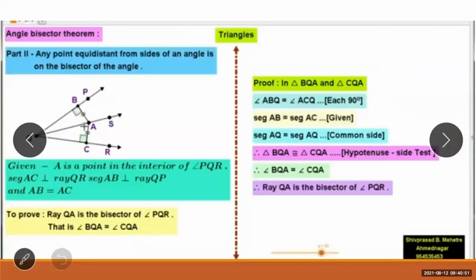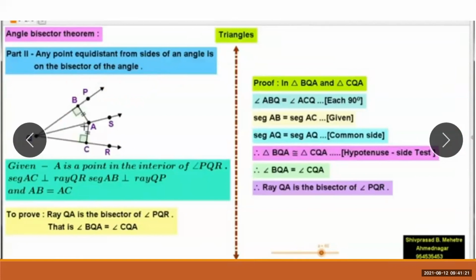Now see the statement here. Any point equidistant from the sides of an angle is on the bisector. It is a converse of the angle bisector theorem. The statement is also converse: the angle bisector theorem's statement has been converted and used for this theorem.